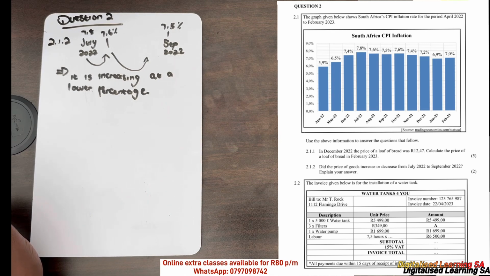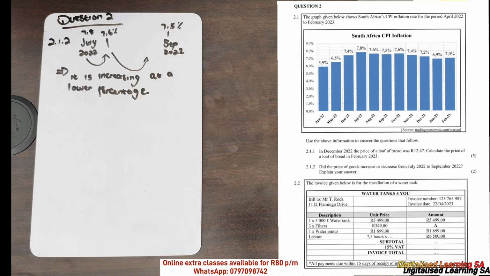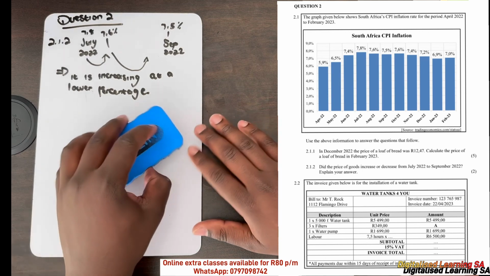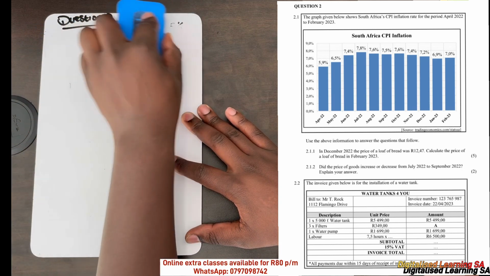So now let's move to the next set of questions. So now let's move to question 2.2. So maybe before we move to question 2.2, we can just create a bit of space so that we don't have to erase so many times.